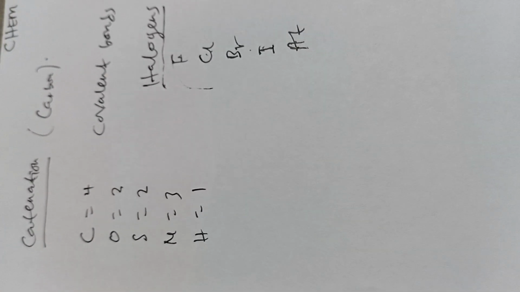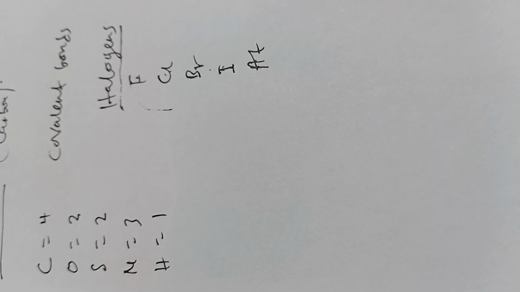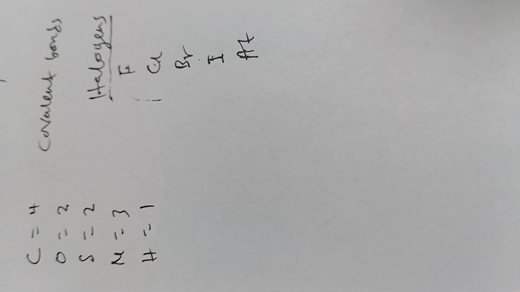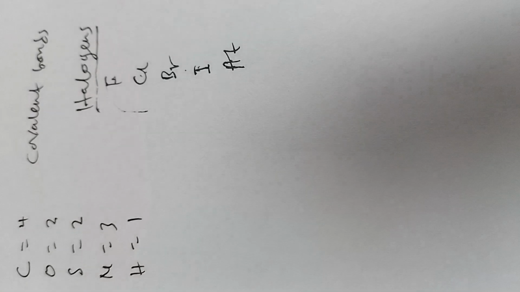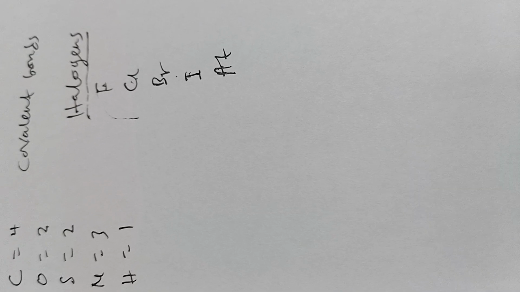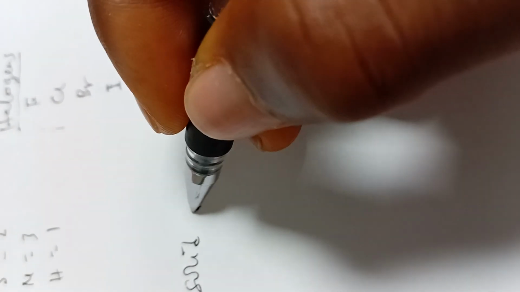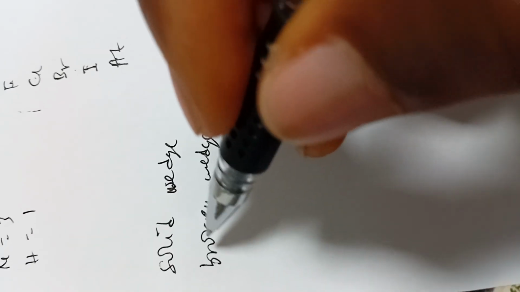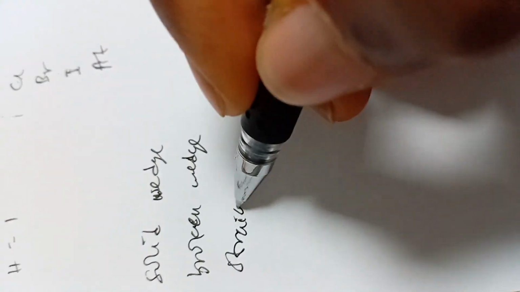All right. How did we represent bonds back in level 100? We said we have a plane. Now in the plane, some bonds will be pointing towards you, some bonds will be pointing away from you, and some bonds will just remain in the plane. So we call this the solid wedge, the broken wedge, and just a straight line.